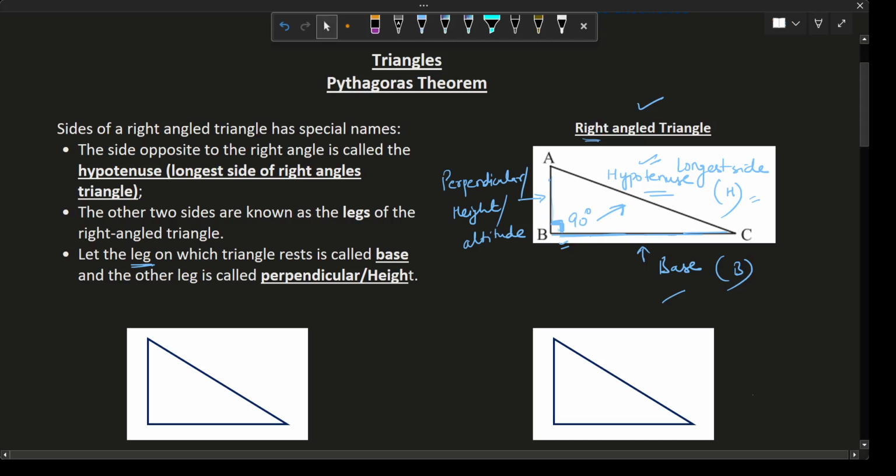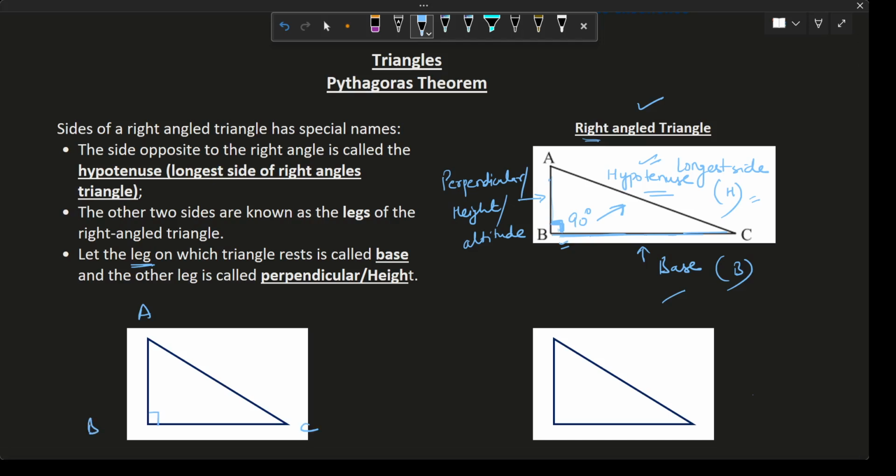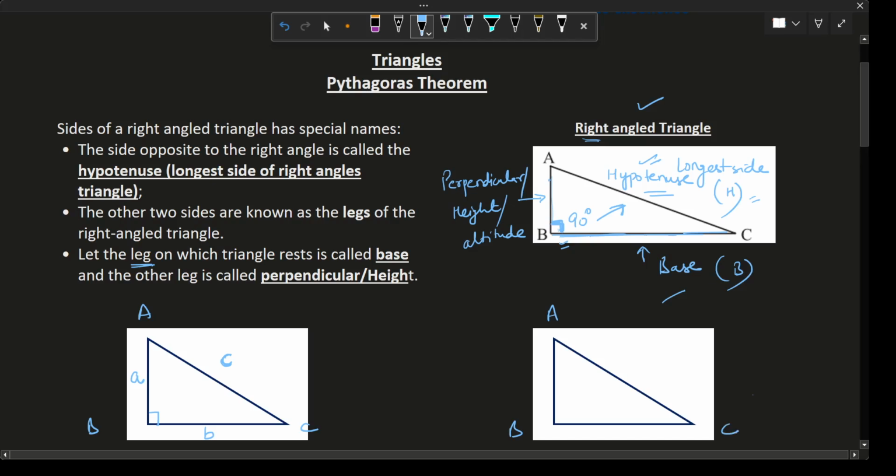Now, we use symbols or variables to represent them. Let's say it's a right angle triangle over here, 90-degree angle. Hypotenuse is represented as small letter c, perpendicular as small letter a, and base as small letter b. Sometimes you will see in some books hypotenuse as capital H, perpendicular as capital P, and base as capital B. So it's your choice, whatever is easy for you to remember, you can use that. There is no hard and fast rule how you represent it.